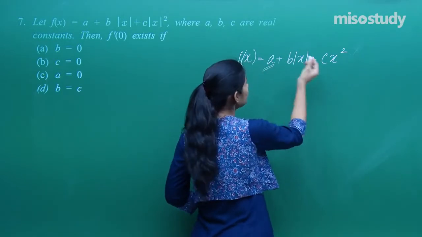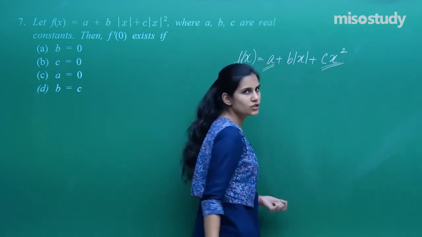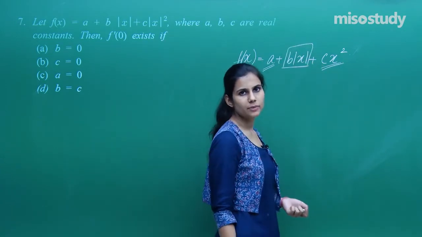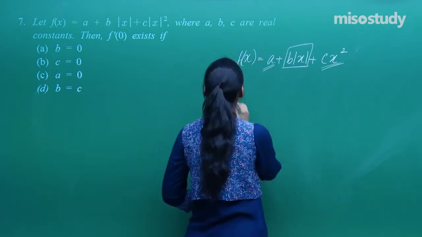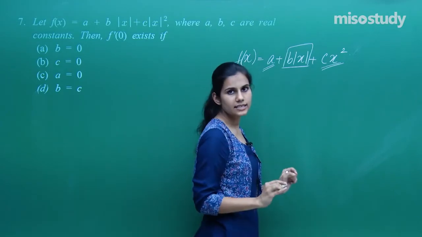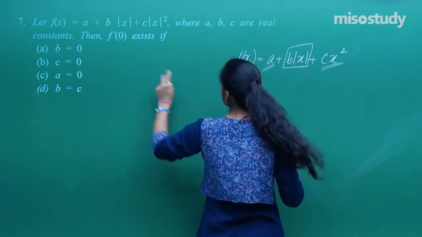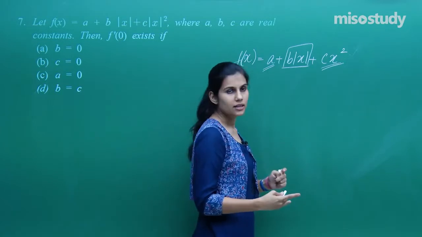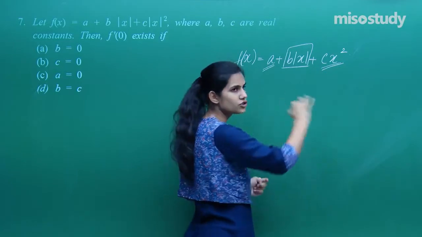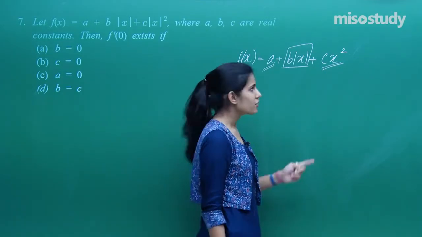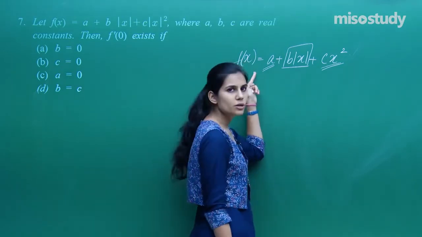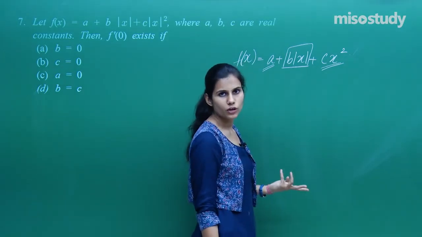Now see, this is a constant function, always differentiable. A polynomial function is always differentiable. What is the problem is this, because |x| is not differentiable at x equals 0. So that means f'(0) will exist only when this particular expression is not present in the function. Because if this expression is present, I am not going to get f(x) differentiable at x equals 0, or f'(0) will not exist.